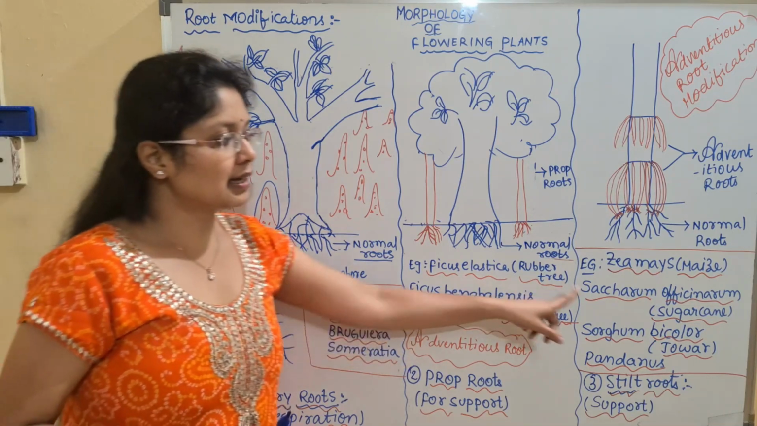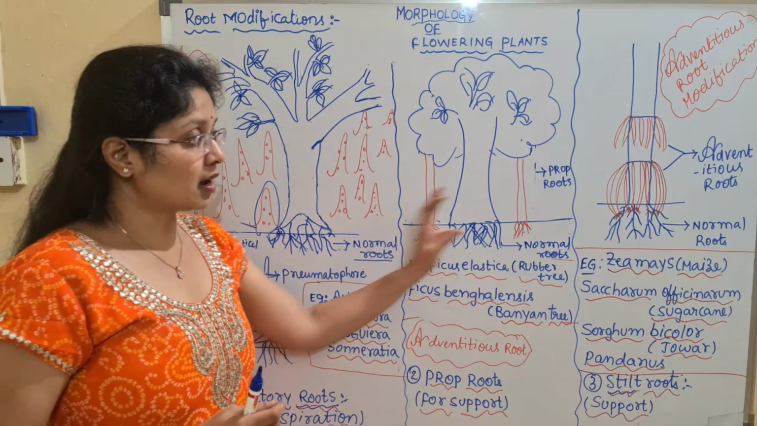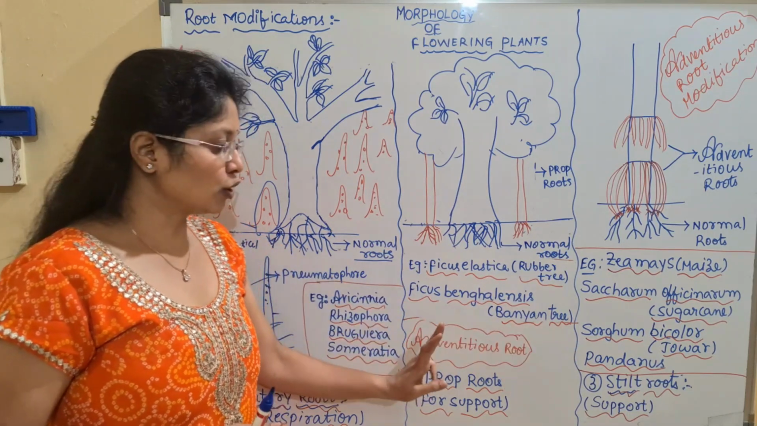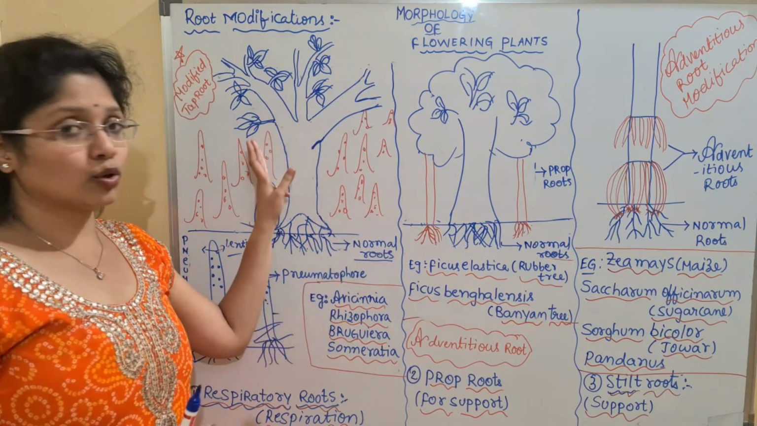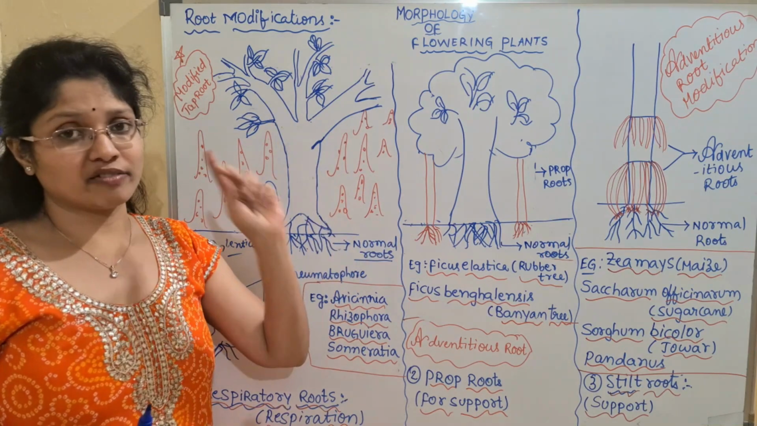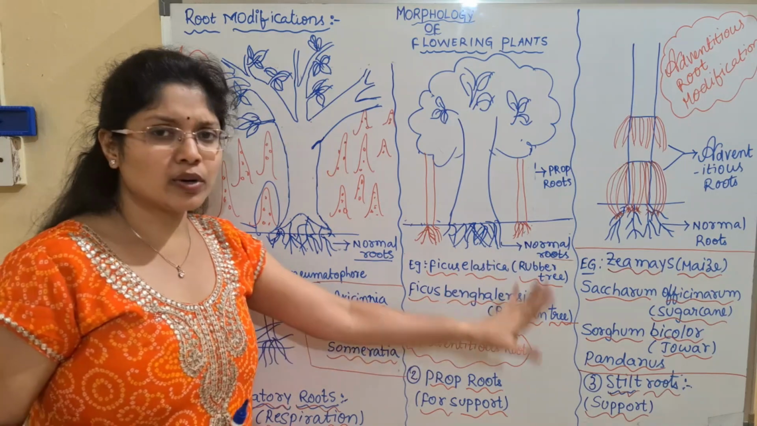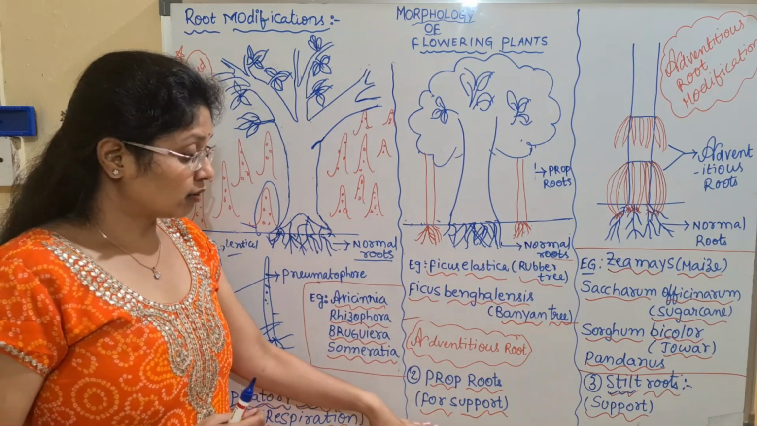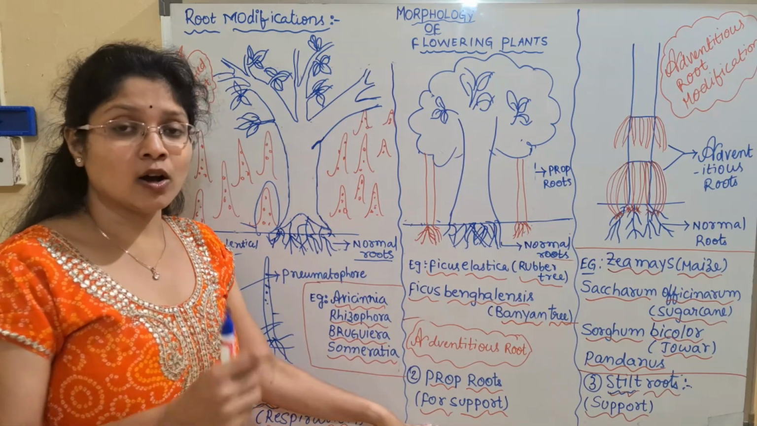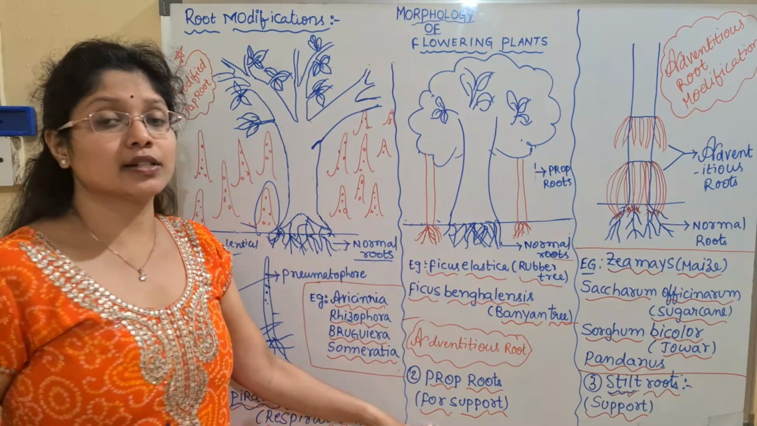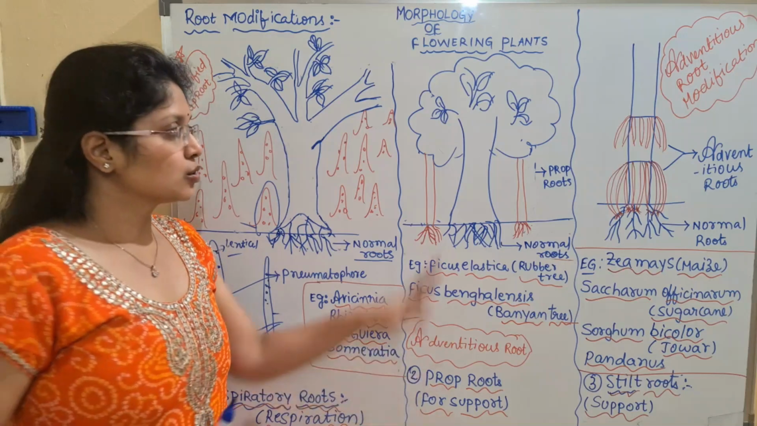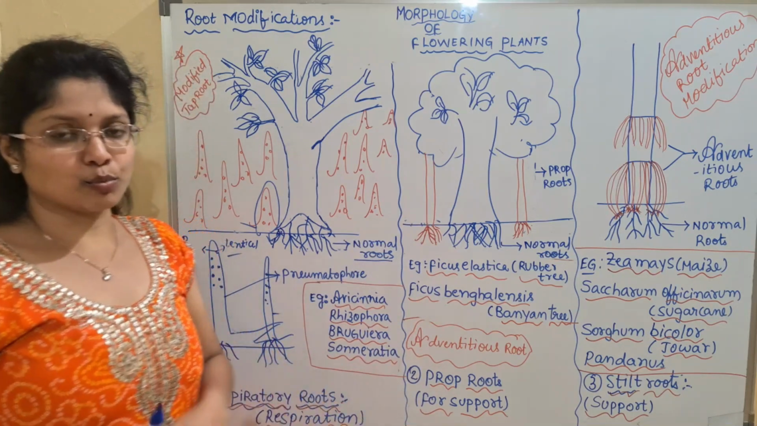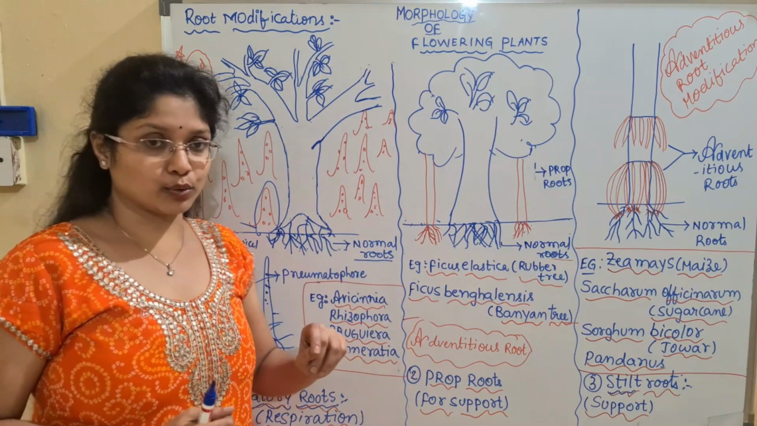I am telling you this, children, because both are modified adventitious roots. Here I have told you the respiratory roots are modified tap roots, but whatever we are discussing from here till the end, all of the root modifications are modified adventitious roots. So let us see the first adventitious root modification, the prop roots.